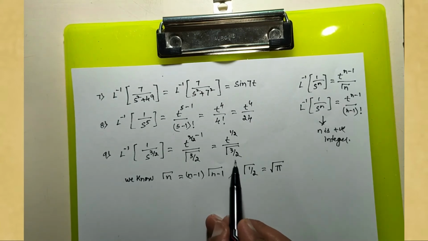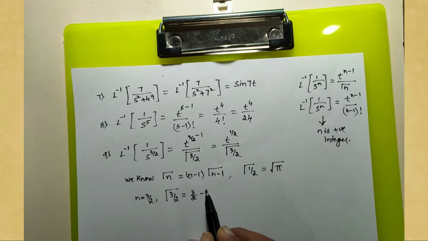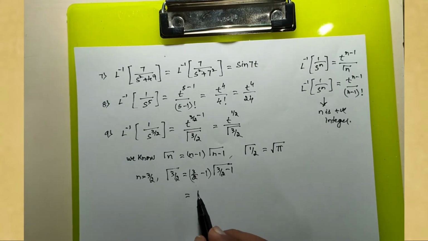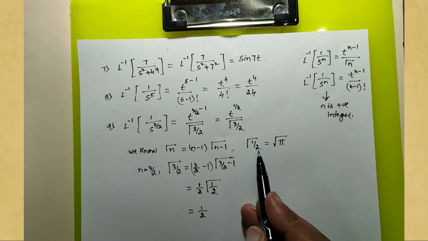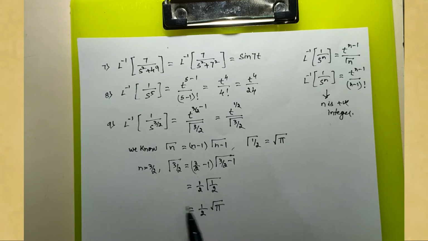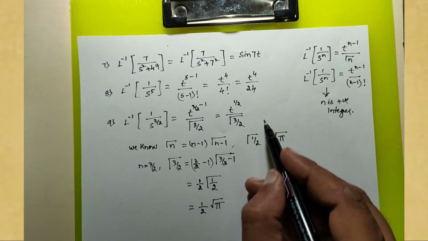Now let us first calculate this gamma of 3 by 2. If I take n value to be equal to 3 by 2, I will get gamma of 3 by 2 will be equal to 3 by 2 minus 1 into gamma of 3 by 2 minus 1, which is 1 by 2 into gamma of 1 by 2. What is gamma of 1 by 2 value? You need to remember this value. It is square root of pi. So you got gamma of 3 by 2 value to be equal to 1 by 2 into square root of pi.